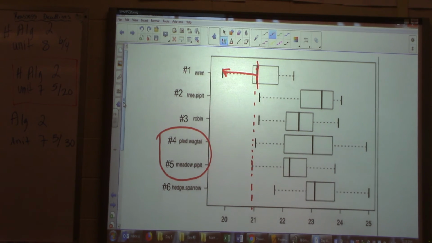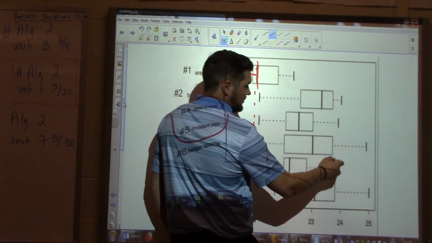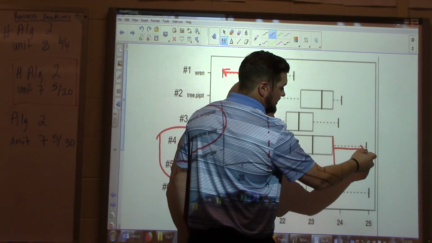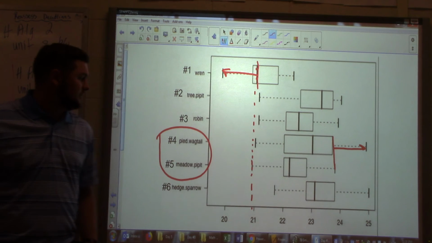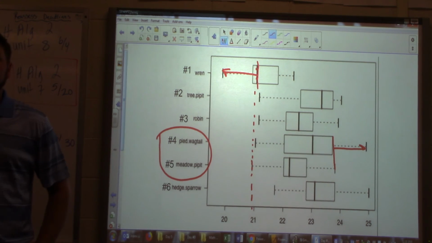Anyone else have a reason why they might think that number 4's got the greater overall? Colton? Well, the 50% is higher. The 50% of its data is higher. Well, how about that 25% of its data is higher than anything else in the number 5?